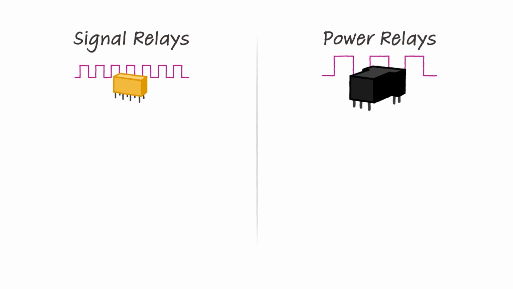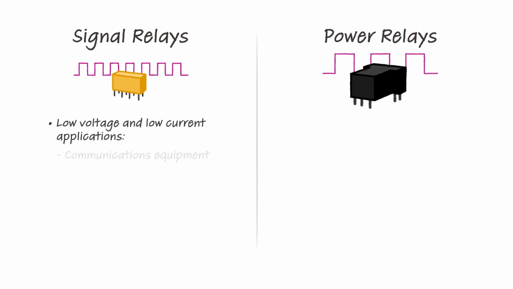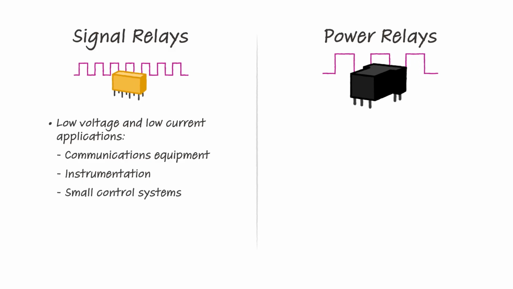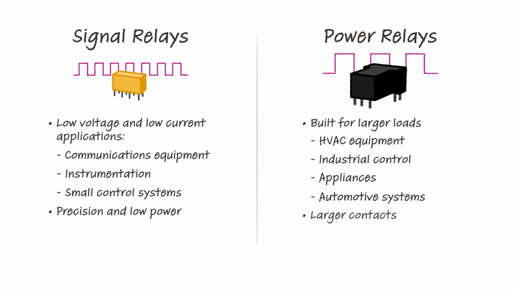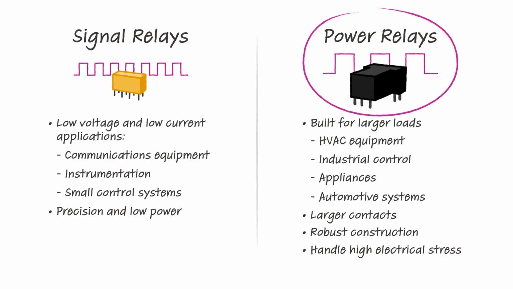Signal relays are designed for low voltage and low current applications, such as communication equipment, instrumentation, and small control systems. They focus on precision and low power. Power relays, on the other hand, are built for larger loads. They are used in HVAC systems, industrial controls, appliances, automotive systems, and anywhere higher current switching is needed. Their contacts are larger, they're built more solidly, and are designed to handle significant electrical stress. While there is a lot of overlap between the two types of relays, I'll focus on power relays specifically for the rest of this video.